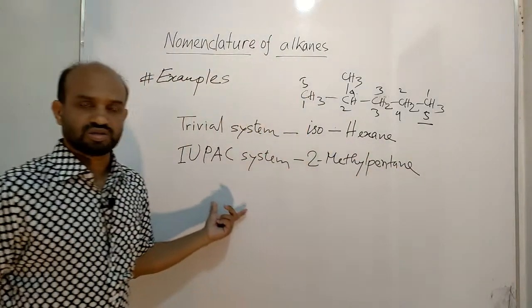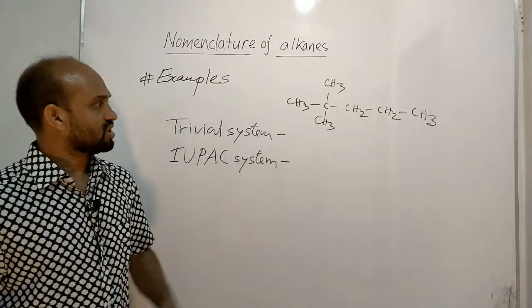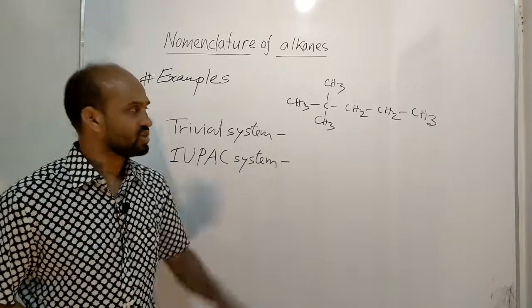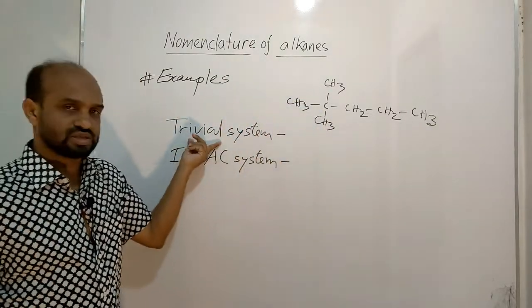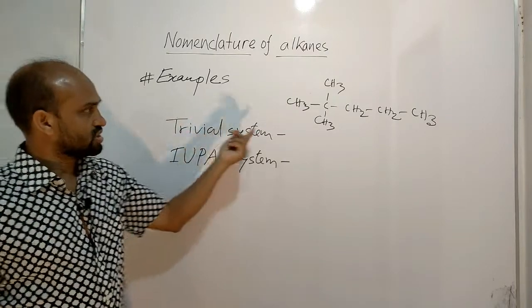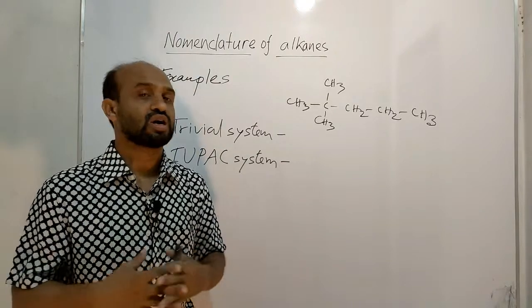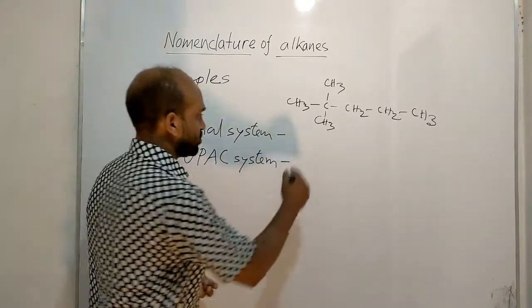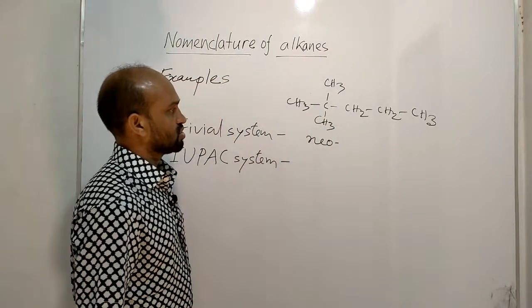2-methylpentane. This is example 2. Let's see the next example. My dear students, what will be the name of this compound? We see here the second carbon carries a methyl group. So according to the trivial system, we know when the second carbon carries a methyl group, then neo is used and all the carbon atoms are counted. So first of all, let's write neo and all the carbon atoms are counted.